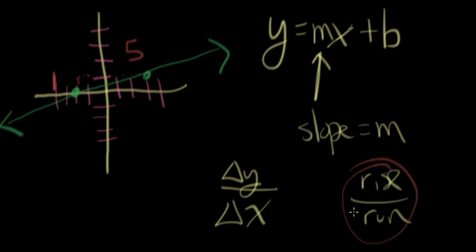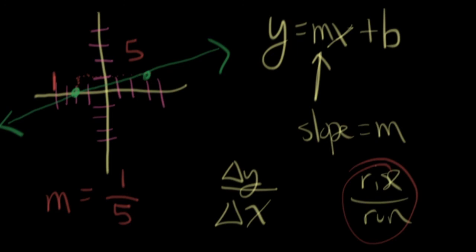Slope is rise over run. So how much did it rise? 1. How much did it run? 5. Your slope is 1/5. It's a very gentle slope. It's a very easy ski hill if you're going up it, like that.